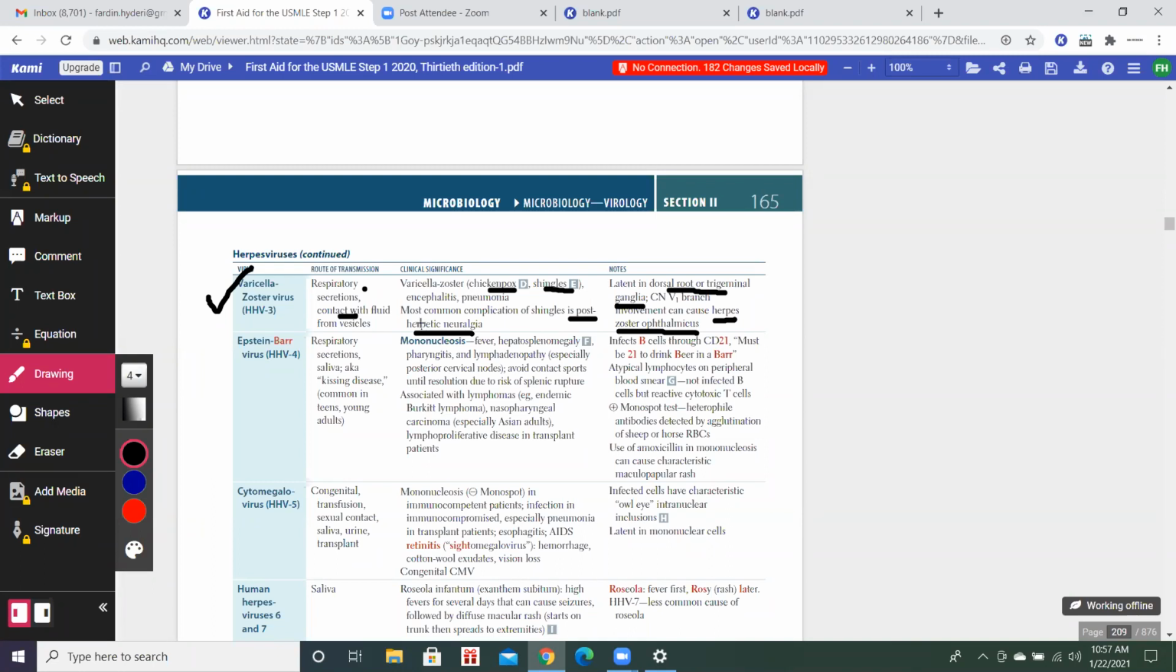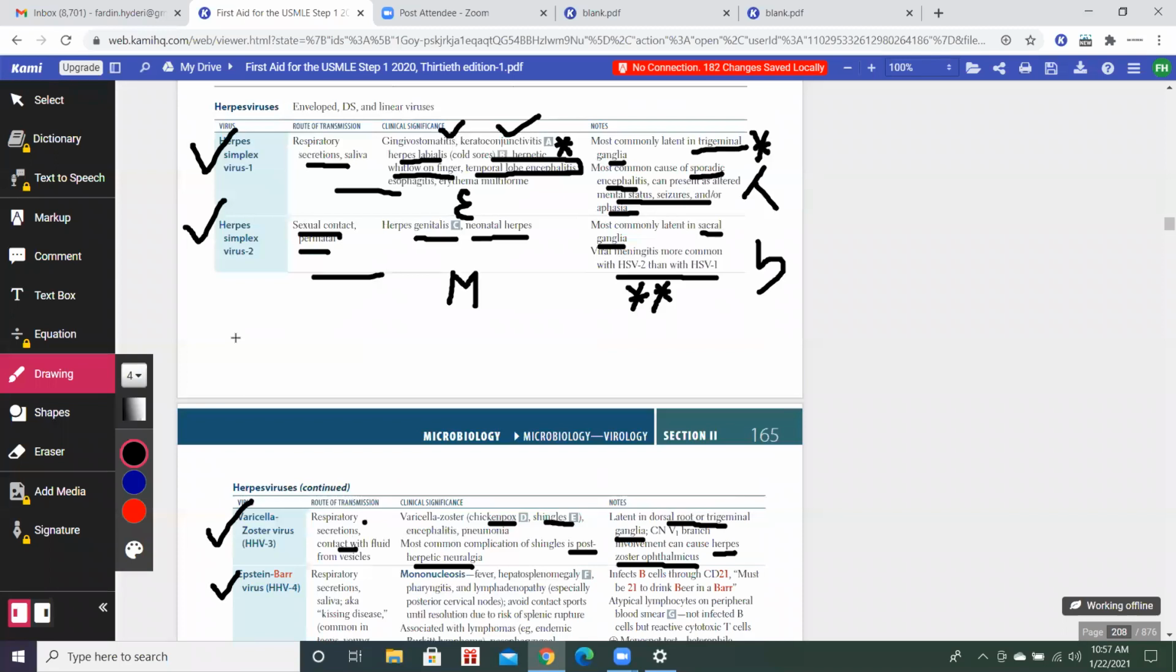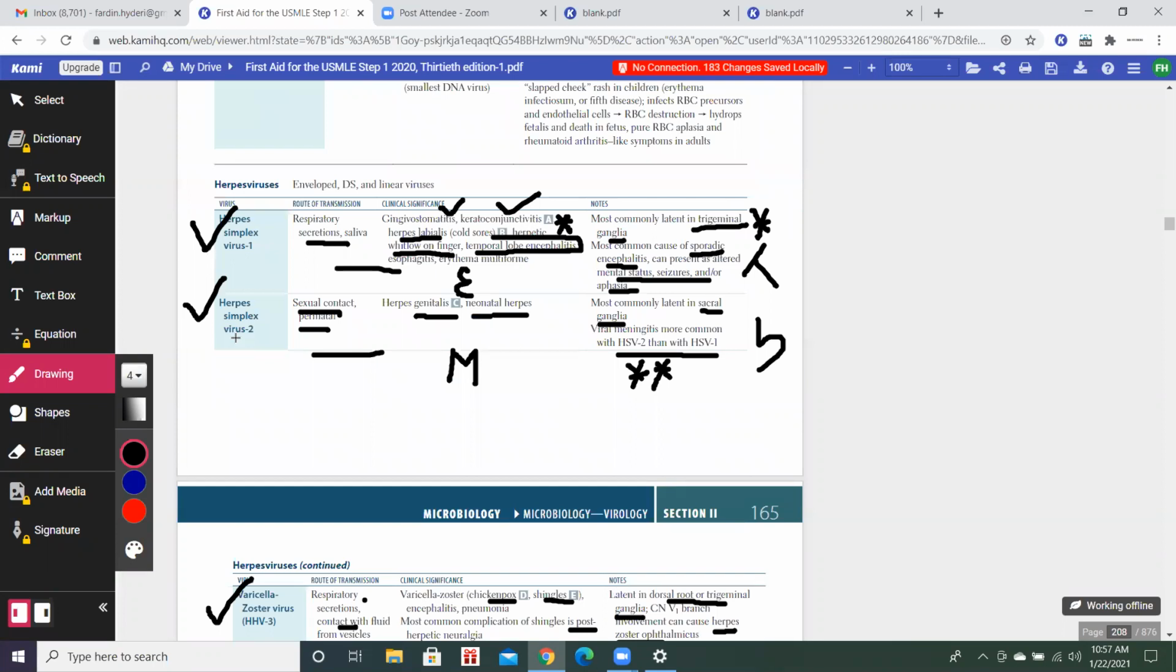Now, next one is Epstein-Barr virus. If you have a patient with fever, hepatosplenomegaly, and lymphadenopathy, and negative heterophil antibody test, what is the disease? Let's see who remembers. Fever, lymphadenopathy, hepatosplenomegaly, and negative heterophilic antibody test.